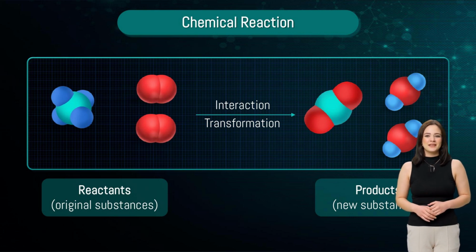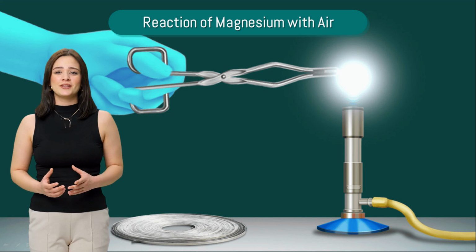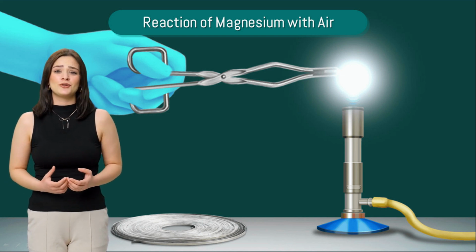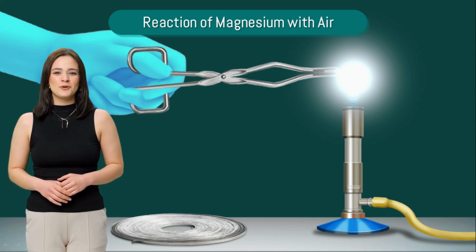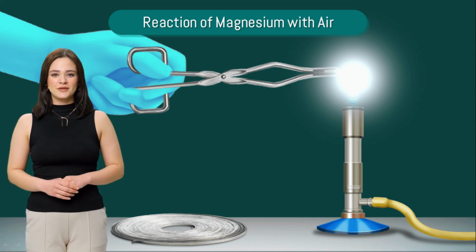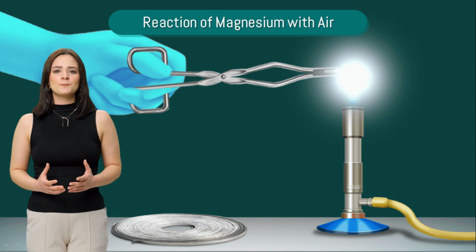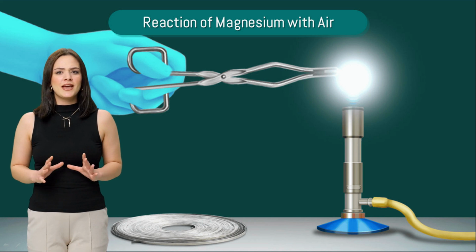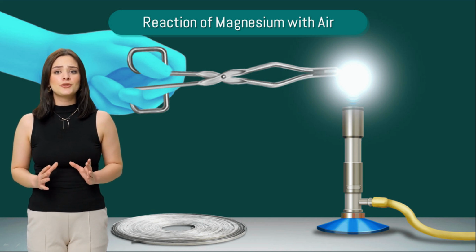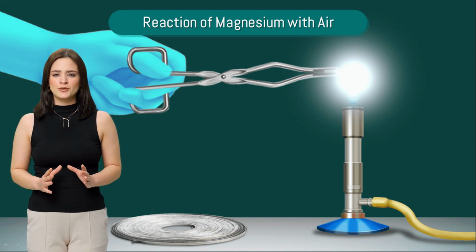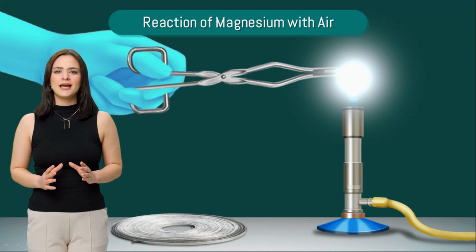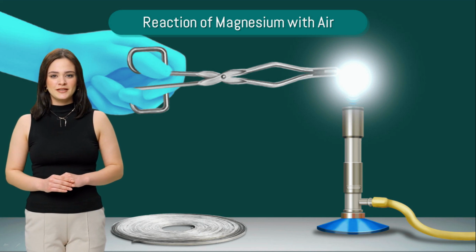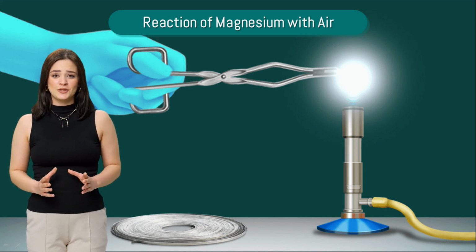Let us perform an activity. Let us burn a magnesium strip in the presence of air and observe. When a clean strip of magnesium is heated in the flame, it burns with a bright, dazzling white light. This is because magnesium reacts vigorously with the oxygen present in the air to form magnesium oxide, a white ash-like powder. Now, a question will arise.